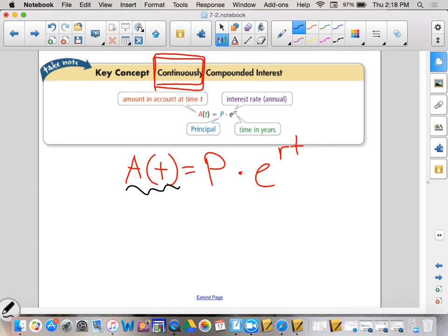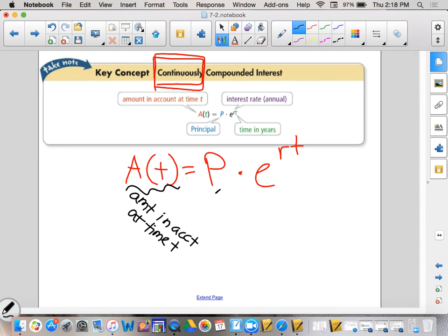Well, the A and the A of t, same thing as our other formula. Amount in account at time t. So say amount in account after 4 years, the amount of money in the account after 5 years, the amount of money in the account after 3 years. That's what A of t means.